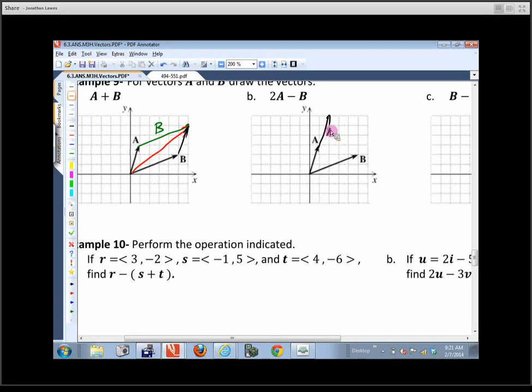So there's another A. And then the minus B is going to be, instead of going to the right 5 and up 2, a minus B would be back 5 and down 2. So back 5 and down 2 would be here. Okay, so here's a minus B. And then where is the answer? From the tail of the very first one to the tip of the last one. So it's right here.